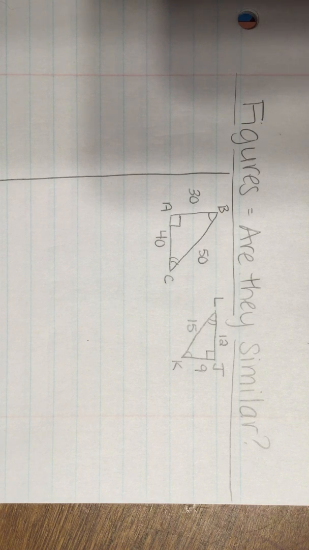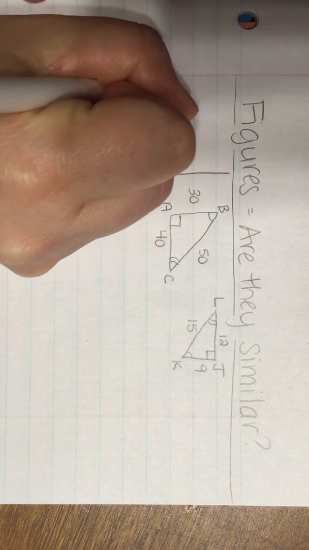We need to look at whether or not two shapes are similar figures. So we need to remember the two properties of similar figures. Their corresponding angles are equal and their corresponding sides are proportional. So first we're going to look to make sure that the corresponding angles are equal.